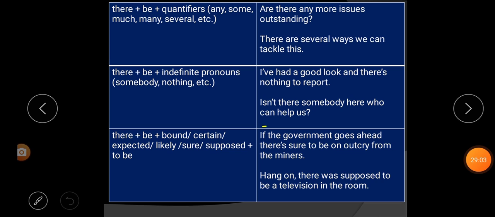Second example: isn't there somebody here who can help us? So it is a question. That's why first of all we have taken is, the be form, thereafter introductory there, thereafter the indefinite pronoun somebody. That's why: isn't there somebody here who can help us?